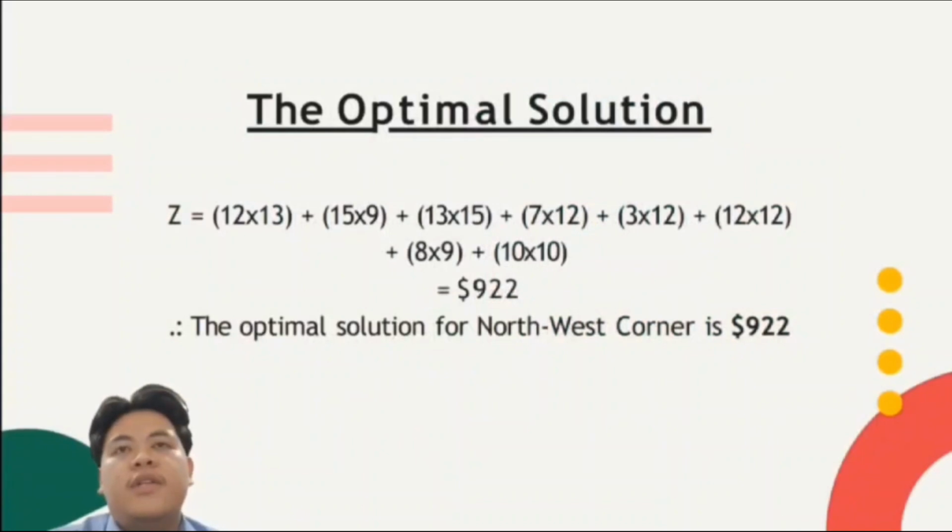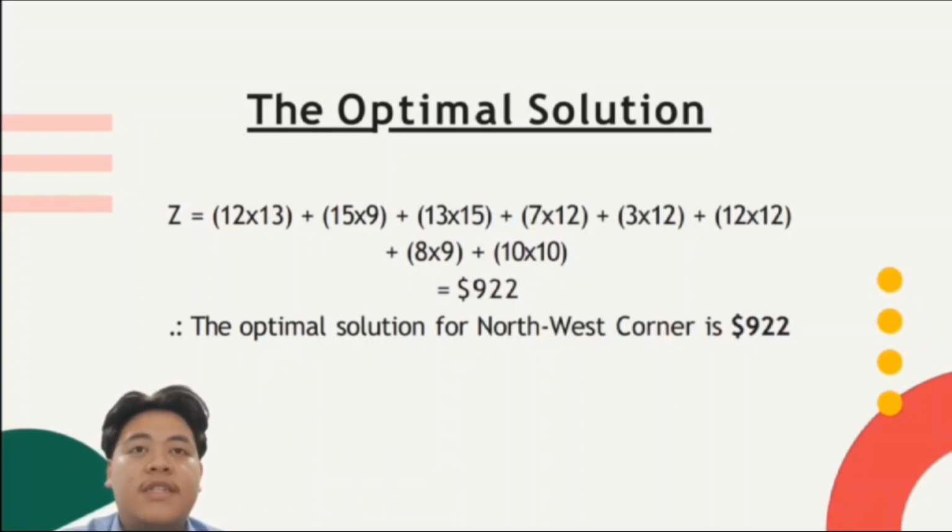The next one is the optimal solution. The optimal solution for this question is Z equals 12 times 13 plus 15 times 9 plus 13 times 15 plus 7 times 12 plus 3 times 12 plus 12 times 12 plus 8 times 9 plus 10 times 10, which gives the answer 922. So the optimal solution for the northwest corner is 922.